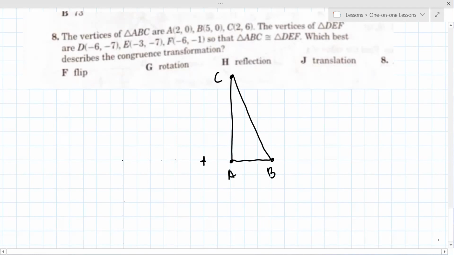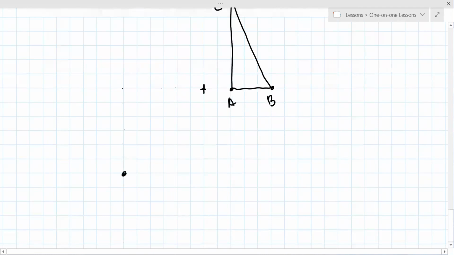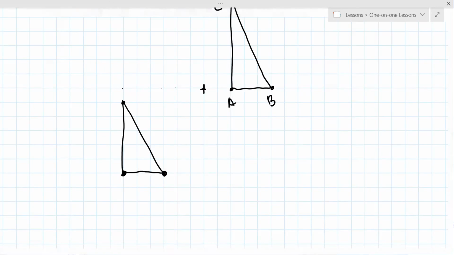And then we're going to go down one more. I don't even know if I got that. Yeah, right there. And then E is -3, -7. So -3, -7. And then F is -6, -1. So there's your triangle. It's pretty helpful to do this. What do you see here? Like how do you get from, I maybe didn't go down. Let's see, 1, 2, 3, 4, 5, 6. So it's actually this one.